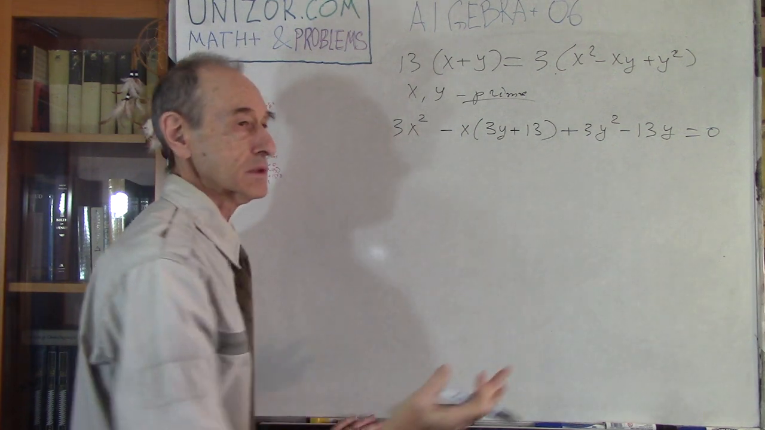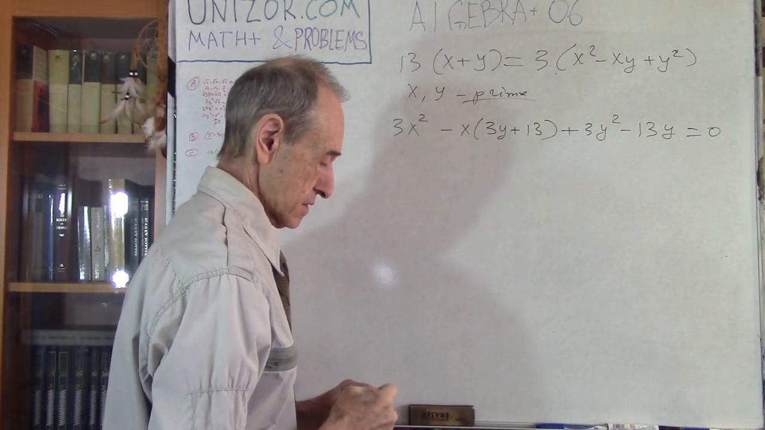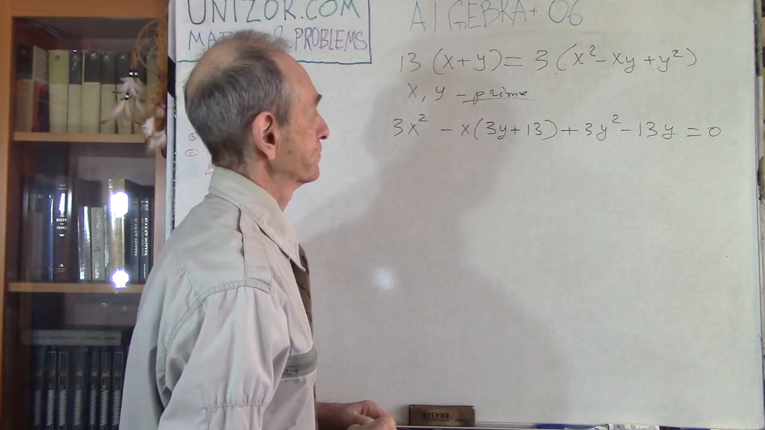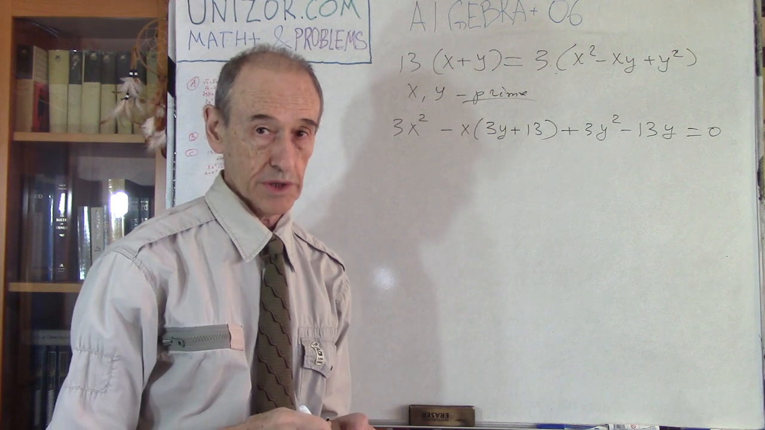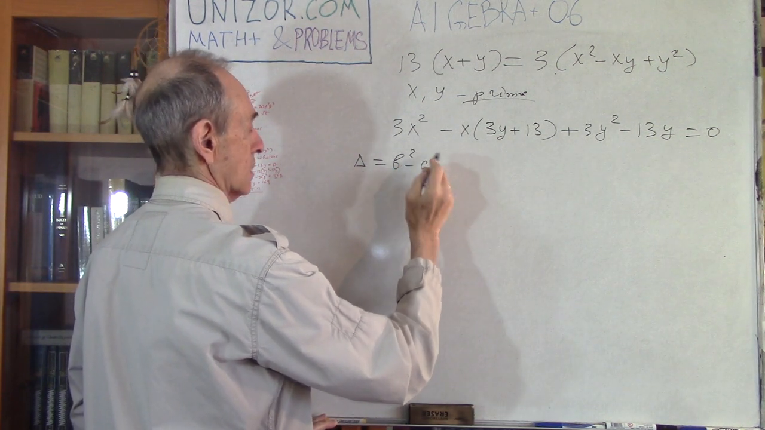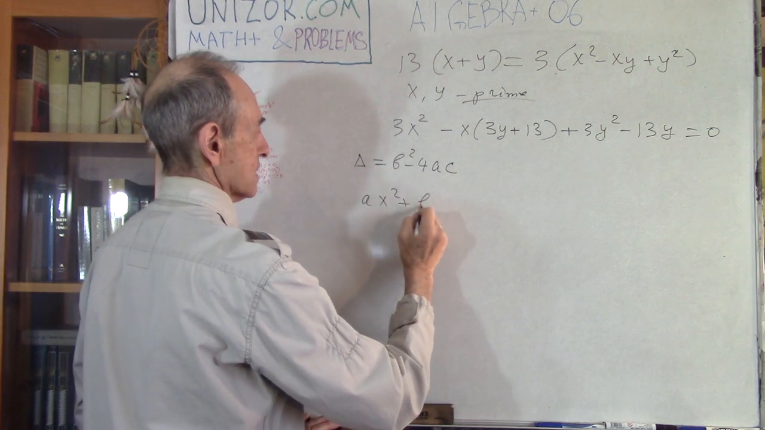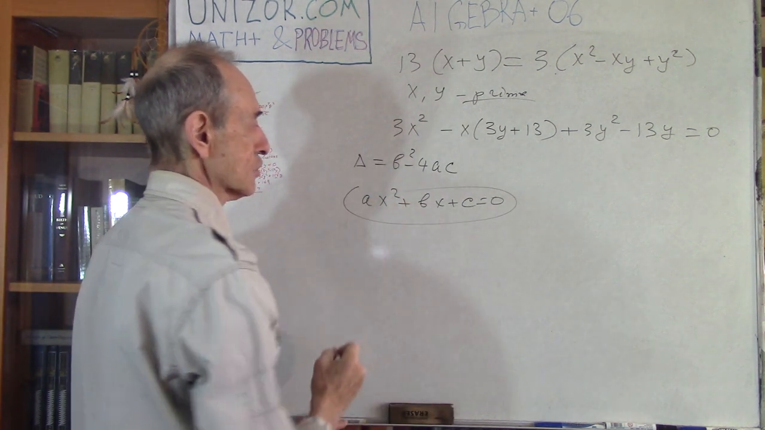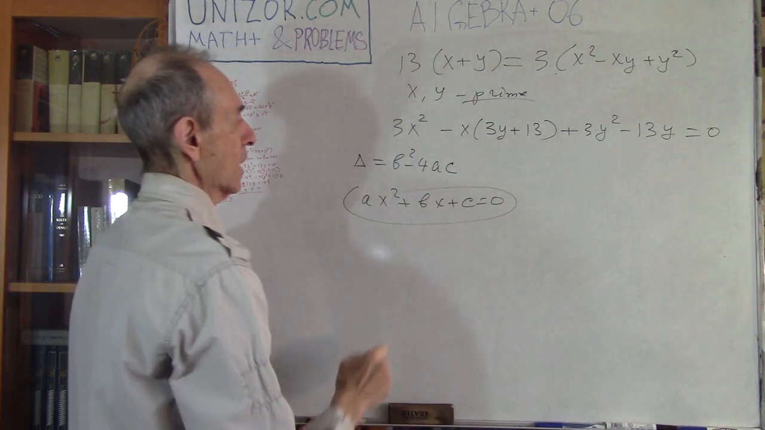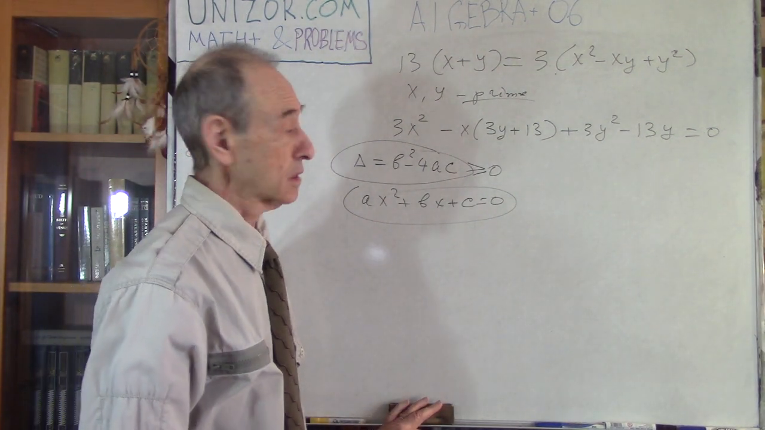So this I can consider to be an equation with x as unknown and y hidden in the coefficients. Now, if I'm looking for a solution for x, and x is supposed to be a prime number, my discriminant of this quadratic equation must be non-negative, right? So discriminant, which is b squared minus 4ac. So it's ax squared plus bx plus c equals 0. This is my equation. Well, a in this case is 3, b is minus 3y plus 13, and c is 3y squared minus 13y. So this is the discriminant, and it's supposed to be greater or equal to 0 to have real solutions, right?